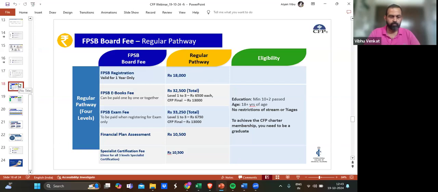Now, if we add all the fee of the board, it will be 1,04,000 rupees. Just exclude that 16,000 rupees. And then the 57,000 rupees, if you are going for a regular pathway, the interactive classes. So this will be your fee. Just let me do this calculation for you. The total fee would be, just a moment.